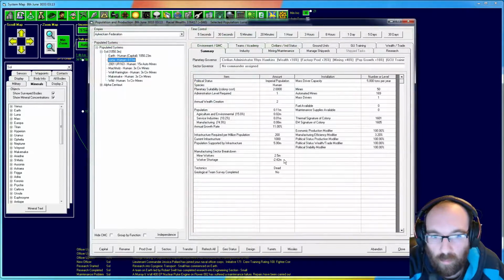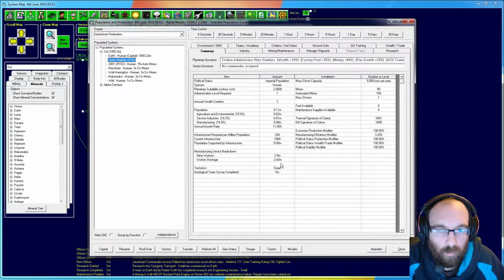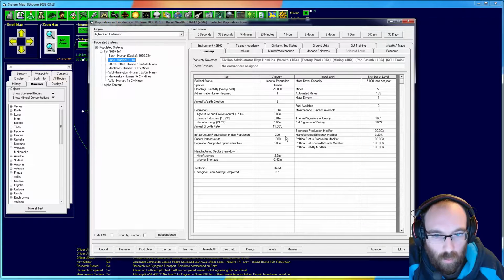Let's check out Luna. How's Luna getting on? Worker shortage is minus 2.4 million. So you've got too many workers? Yeah? Population is 0.11 million. No, worker shortage. We're down 2.4 million, because we haven't even got 1 million population. So we need more people. Is that right? Okay.